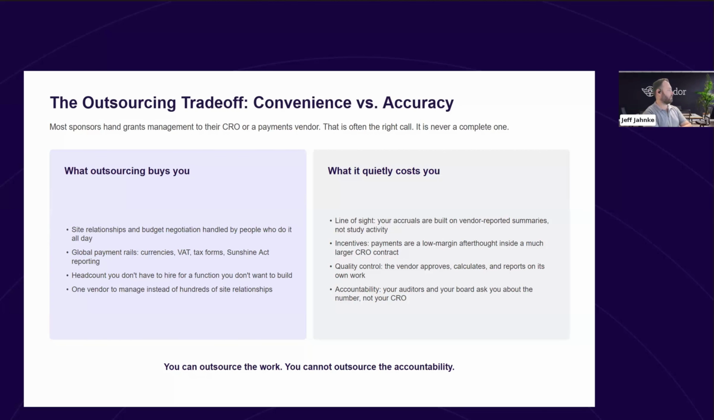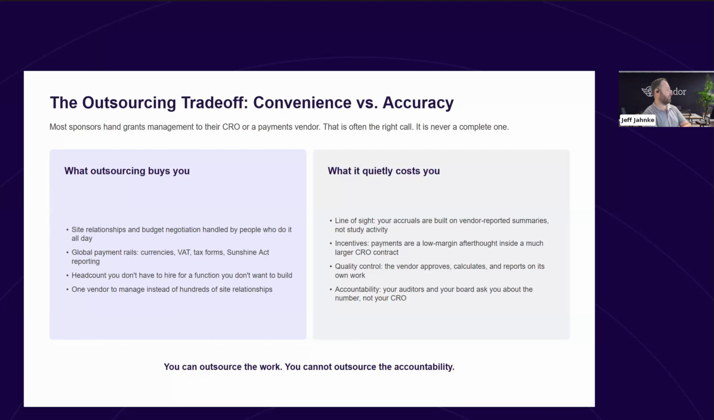And here's why. First, outsourcing has its benefits. As I said, the relationships and the budgets are negotiated by people whose full-time job is to do that, and they're pretty good at it. They also manage sites internationally, so you don't have to worry about currency conversion, managing the tax forms, managing the FX gain loss, Sunshine Act reporting. And it's also great because it's substantial headcount that you don't have to hire for a function that you don't want to build. You want to focus on the success of the trial, not necessarily on recreating the wheel on site payments.